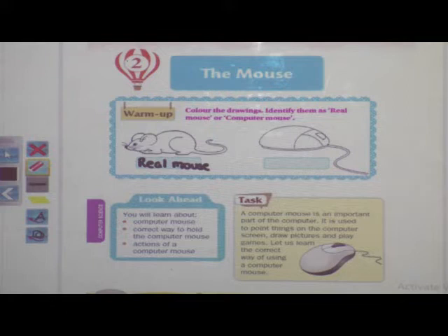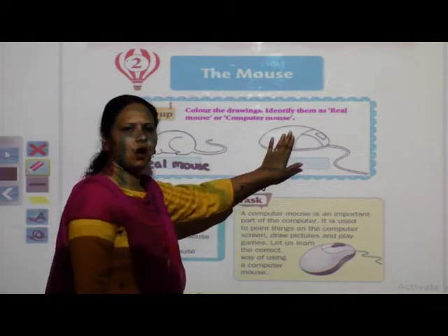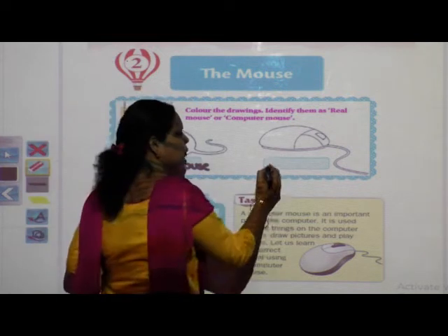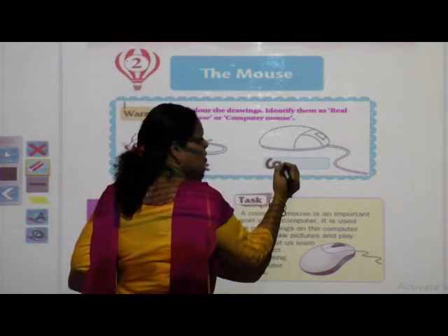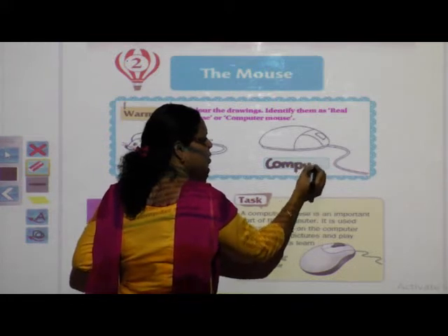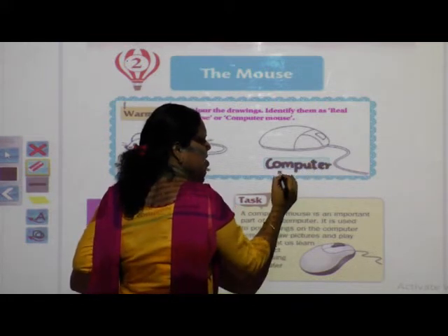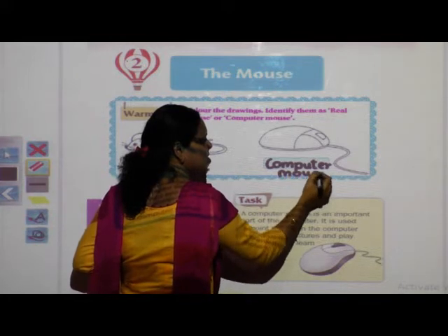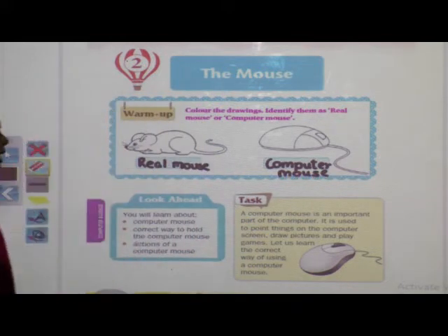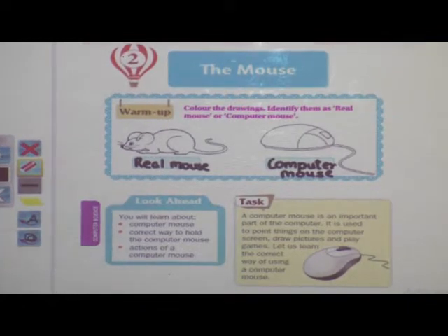Okay, next, this mouse is a computer mouse. So you have to write here computer mouse, C-O-M-P-U-T-E-R, M-O-U-S-E, mouse, computer mouse. So both pictures you have to color afterwards. So what we are going to see is computer mouse, correct way to hold the computer mouse, action of the computer mouse.